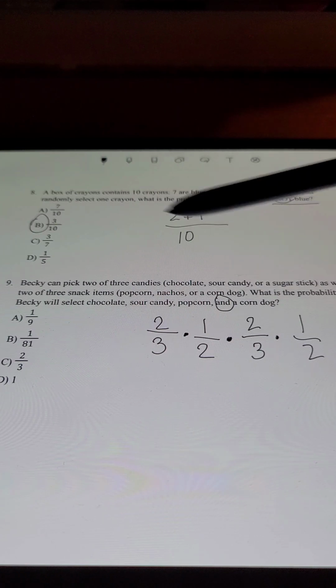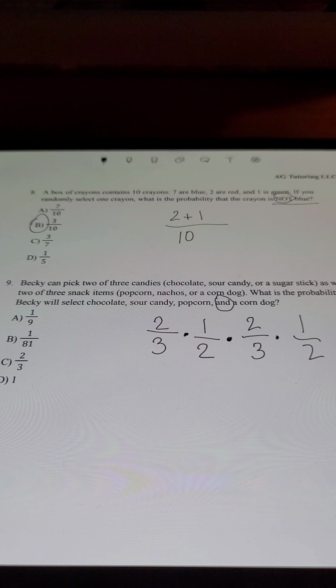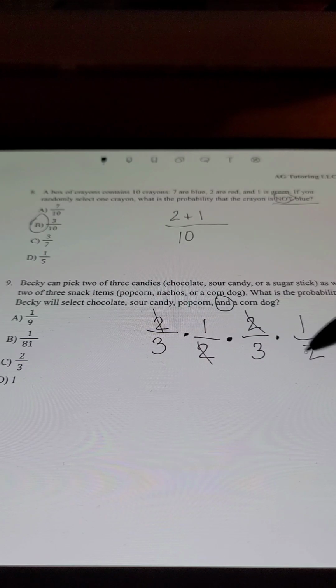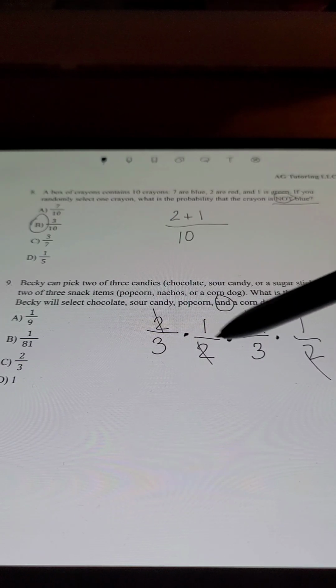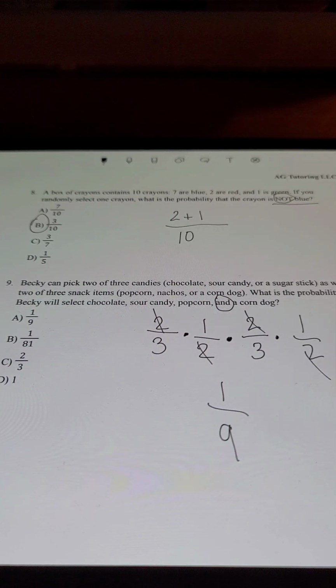So the probability of selecting chocolate, sour candy, popcorn, and a corn dog would be found by multiplying all of these together. The 2's cancel out because of cross-canceling. So then it's just 1 times 1 is 1. And then 3 times 3 is 9. So that would be 1/9. That was a tongue twister. Hopefully I didn't confuse too many people.